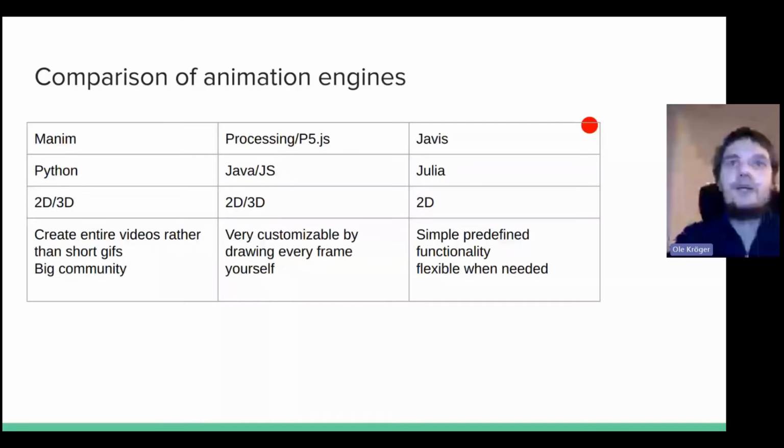And then Javis is written in Julia. We only support 2D animations at the moment, as Luxor is only 2D. Currently, Cormullion, the creator of Luxor, is working on drawing in 3D as well. I think he started 1 or 2 years ago. Don't know what the current progress is there, but maybe at some point it can also be integrated in Javis. We have simple and predefined functionality, but it's still quite flexible when needed.